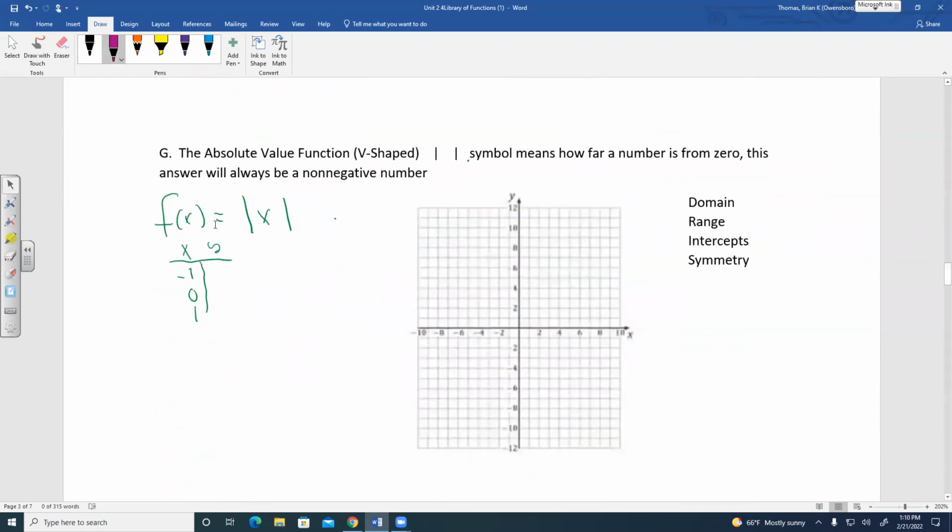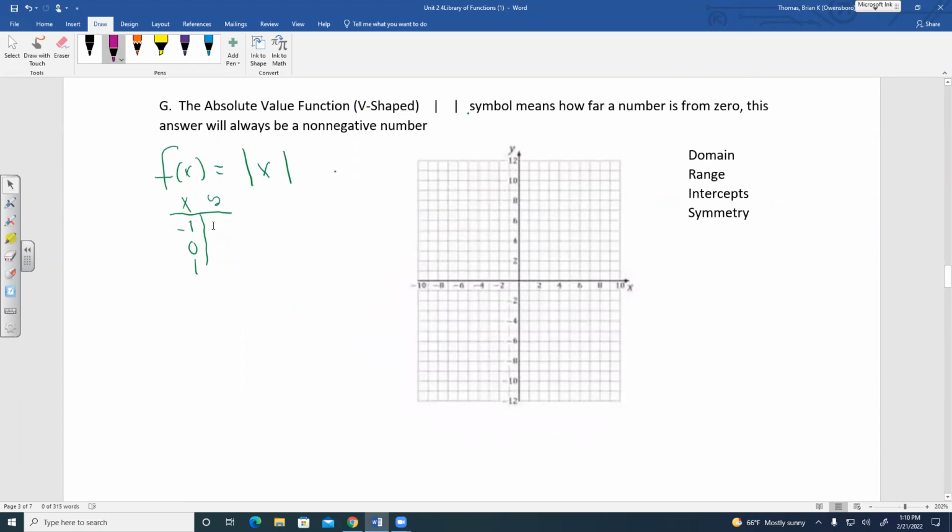So the absolute value function is kind of a unique function. It's going to take on what we call a V shape. So it's going to be more V-shaped. And this is the symbol for absolute value, these little vertical bars. This symbol means how far a number is from zero. And this answer will always be a non-negative number. And that's why this takes on this special look.